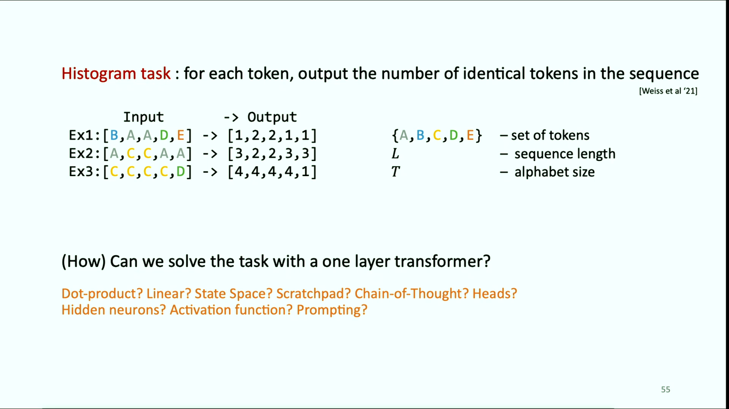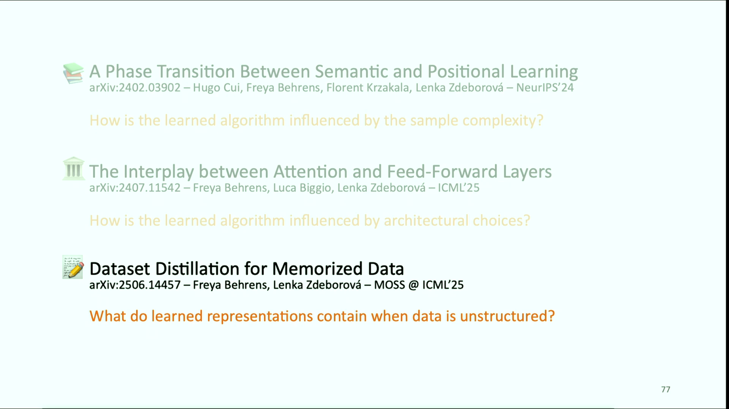So let me skip over to the third part here, because I think there are some nice questions and connections to work we've seen so far. The question I want to look at here is a bit more on actually trying to find a null model, how you would represent data structure when there is no structure in the data. And I'm going to use dataset distillation as a framework for this.